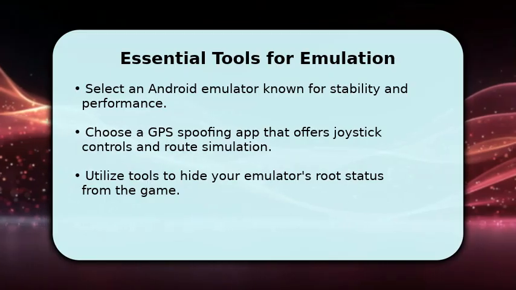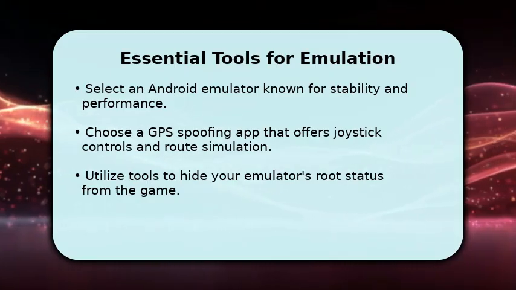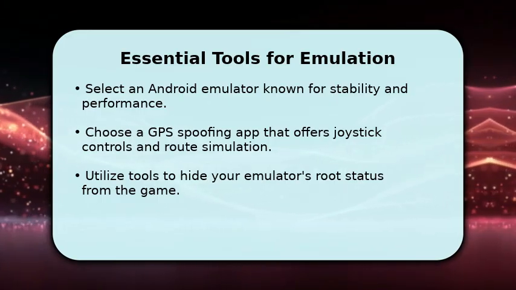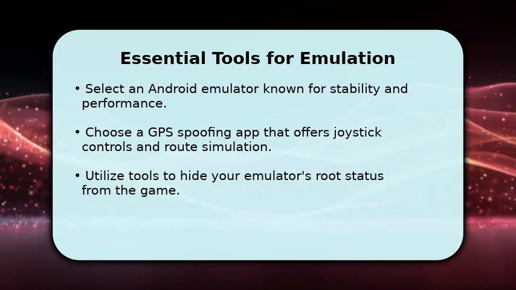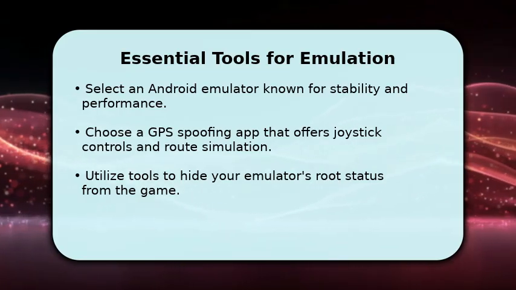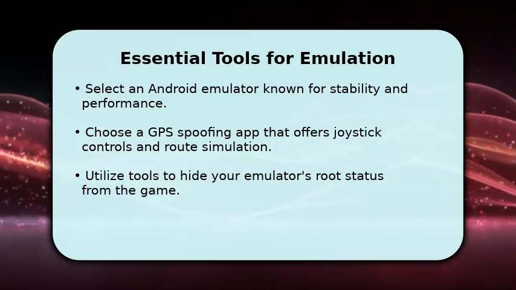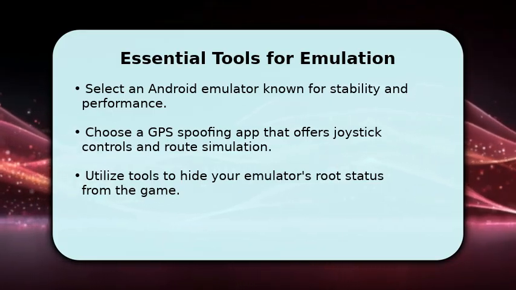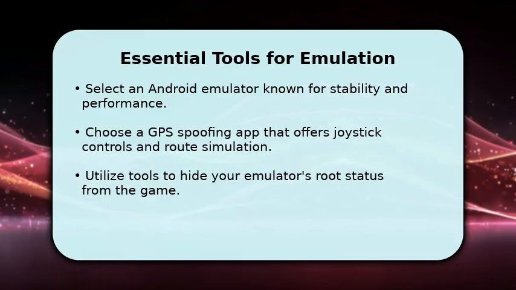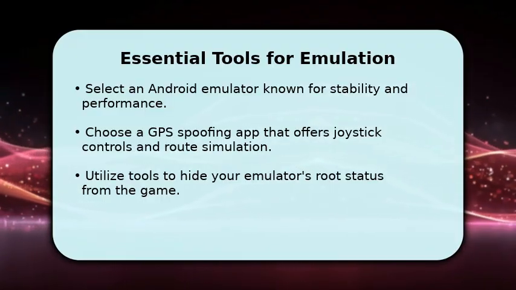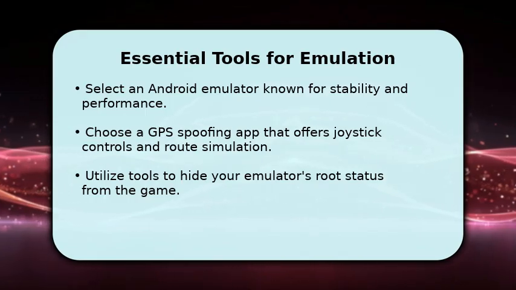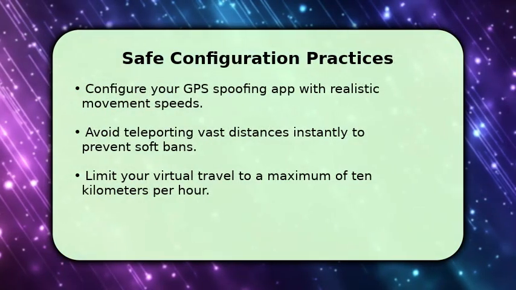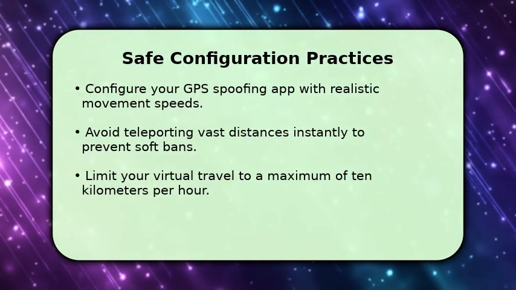Selecting the right tools is paramount for a smooth experience. Opt for an Android emulator that provides excellent stability and performance, ensuring your game runs without issues. Pair this with a sophisticated GPS spoofing application, ideally one offering joystick controls and the ability to simulate walking routes. Remember to employ methods to conceal your emulator's root status, as Pokémon Go actively detects such modifications to prevent unauthorized play. Proper configuration is vital for avoiding detection and potential account issues.